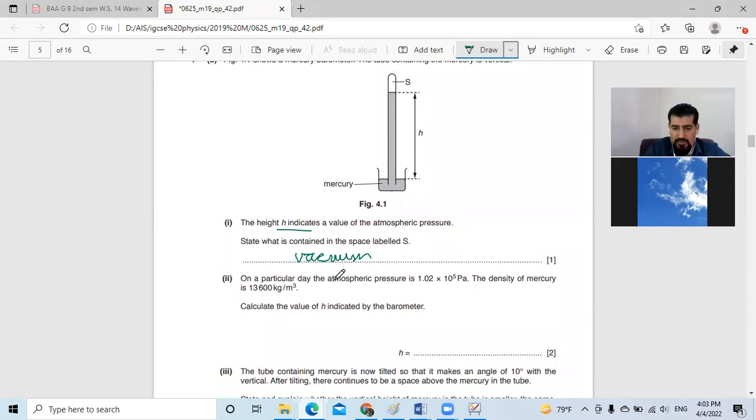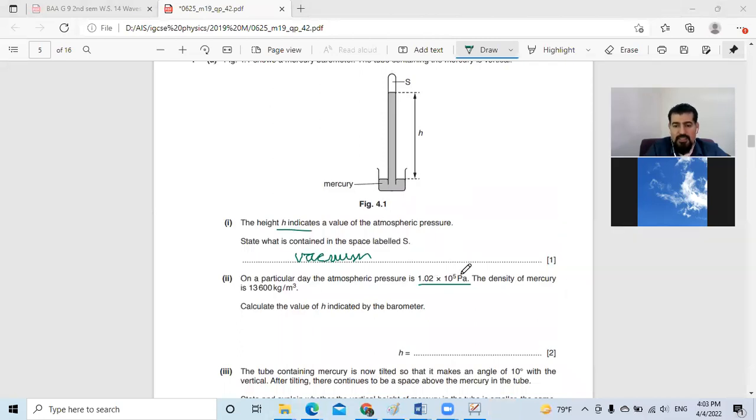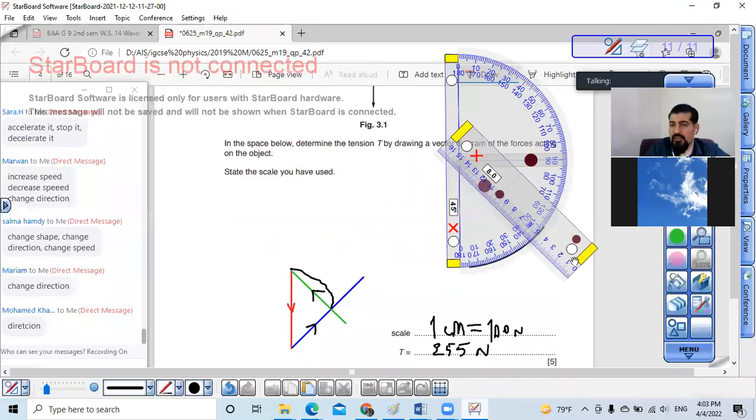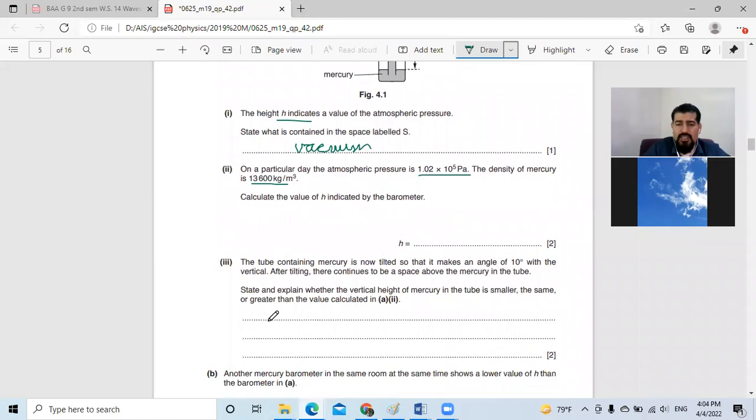Then what they ask: on a particular day, the atmospheric pressure was 1.02 times 10 to the power of 5 Pascal. The density of the mercury is 13,600 kilogram per cubic meter. Calculate the value h indicated by the barometer.